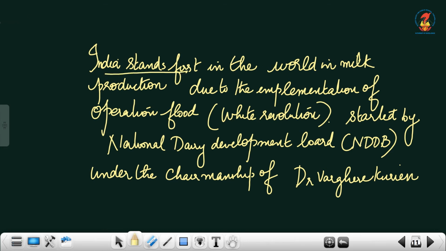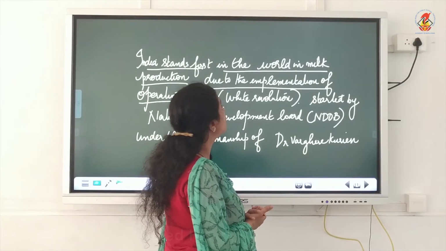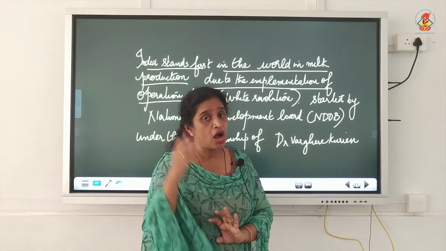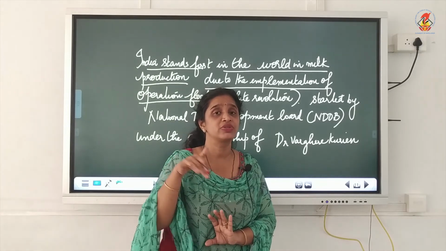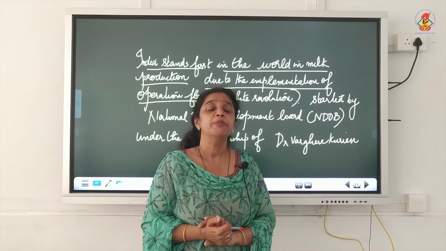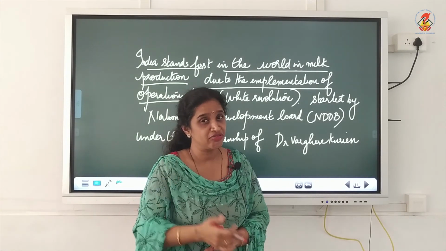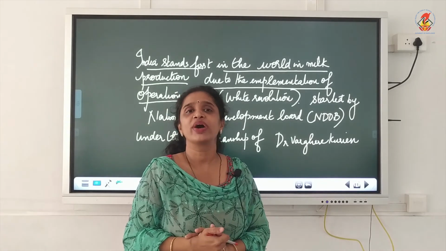Now, India stands first in the world in milk production. Why does India stand first? Due to the implementation of Operation Flood. Due to the implementation of Operation Flood, India stands in the first position in the world in the production of milk. How is India able to stand first? Due to the implementation of a program known as Operation Flood. This Operation Flood is also known as White Revolution.